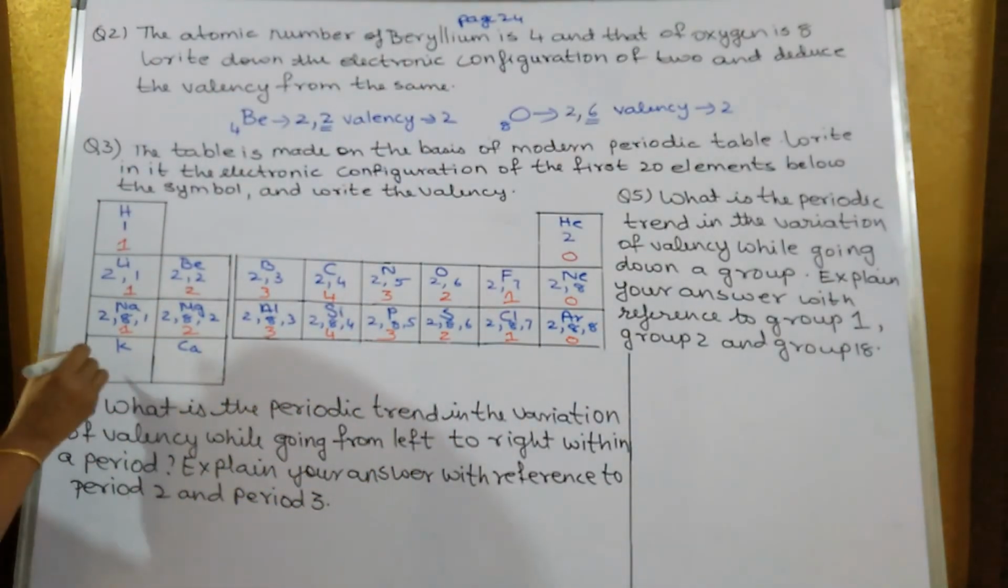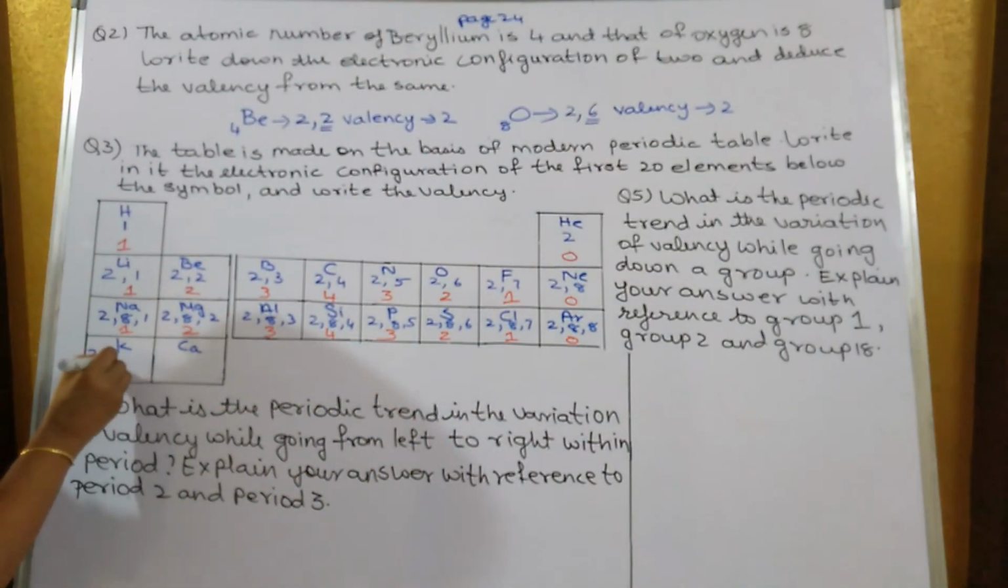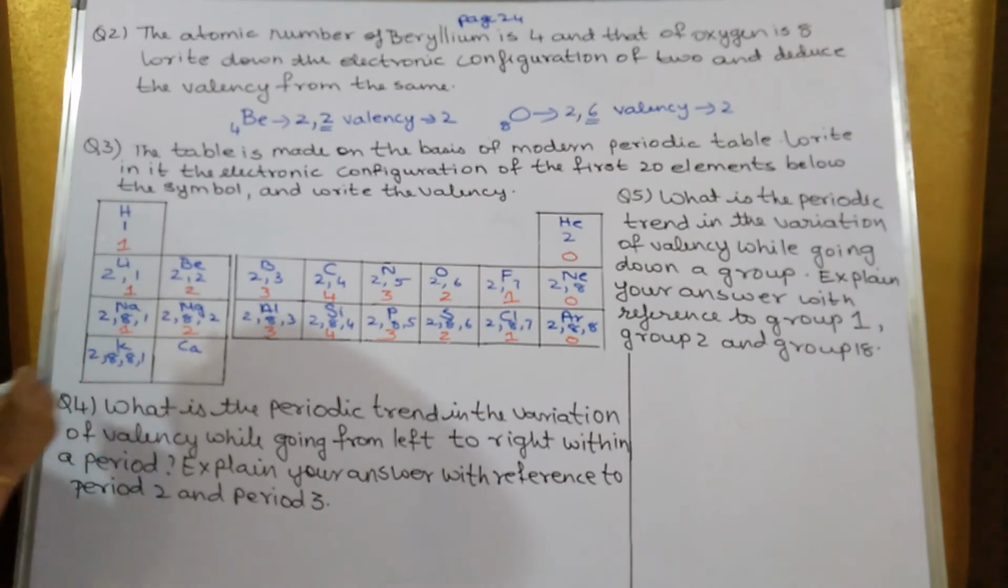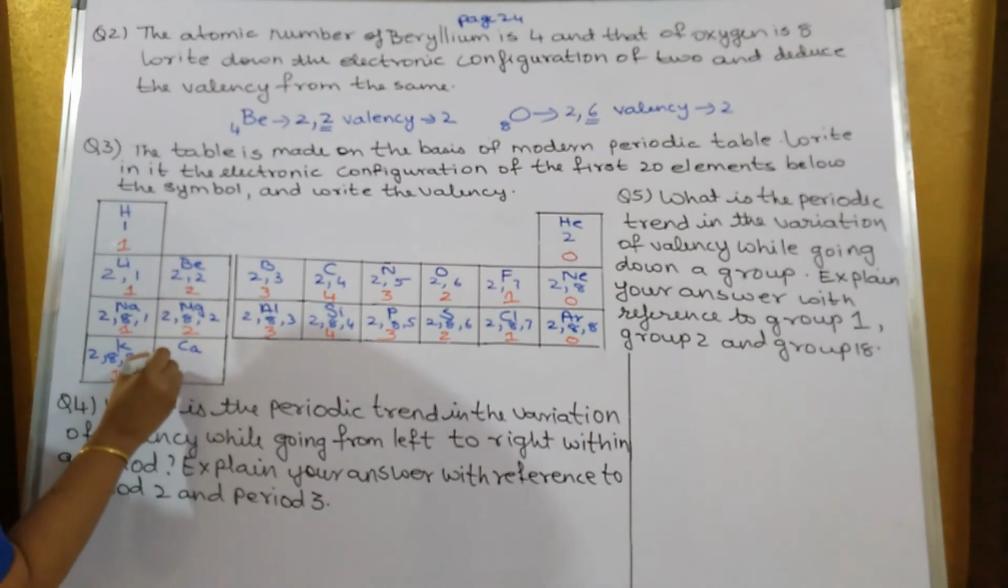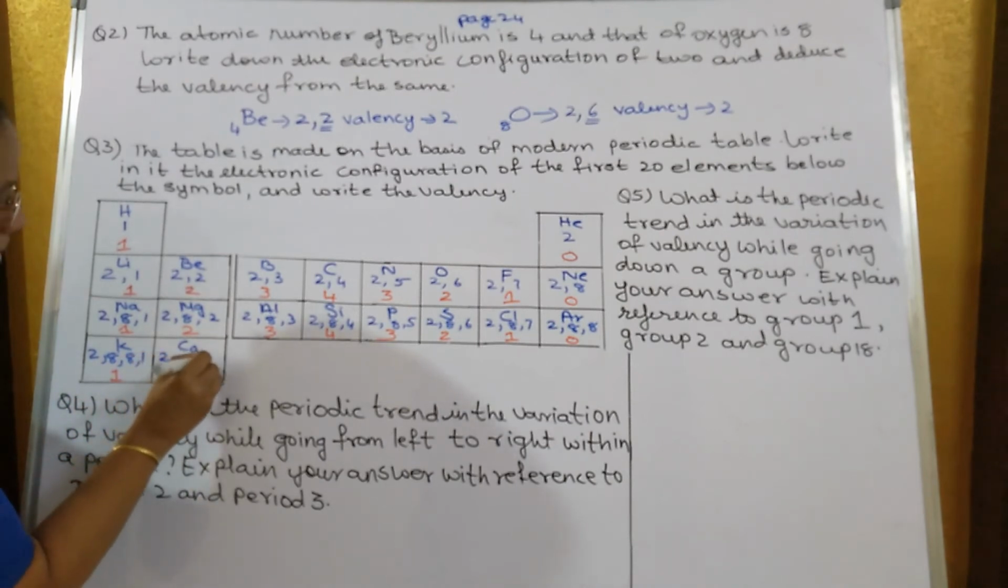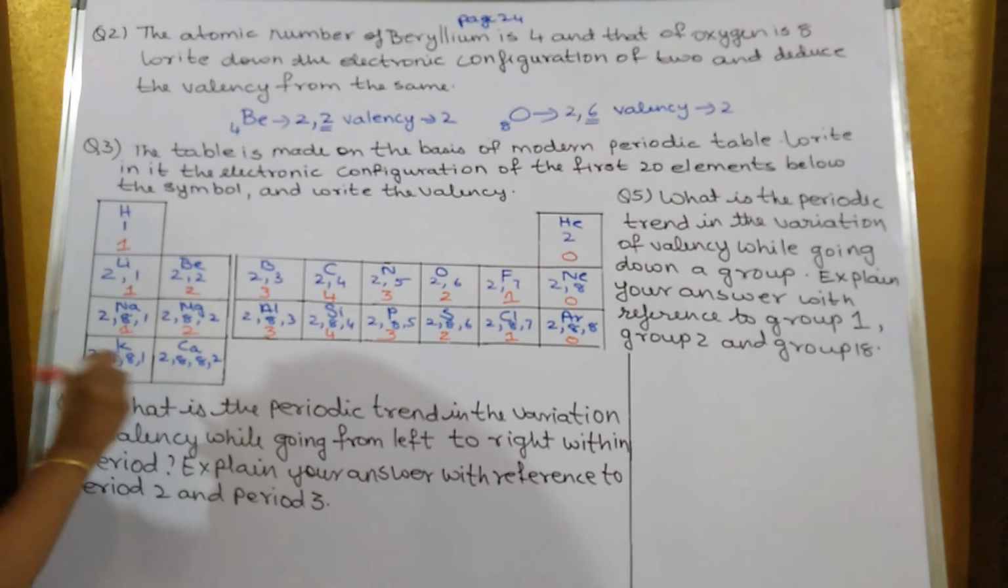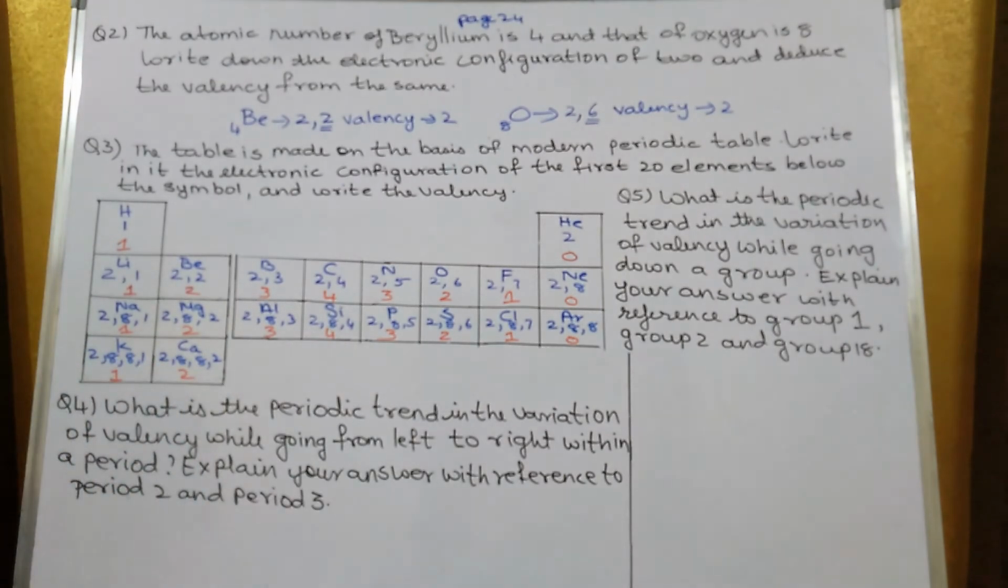Next one, 2, 8, 8, 1. So what's the valency over here? 1. 2, 8, 8, 2. So what's the valency over here? 2. So this is how from the electronic configuration you can find out the valency also.